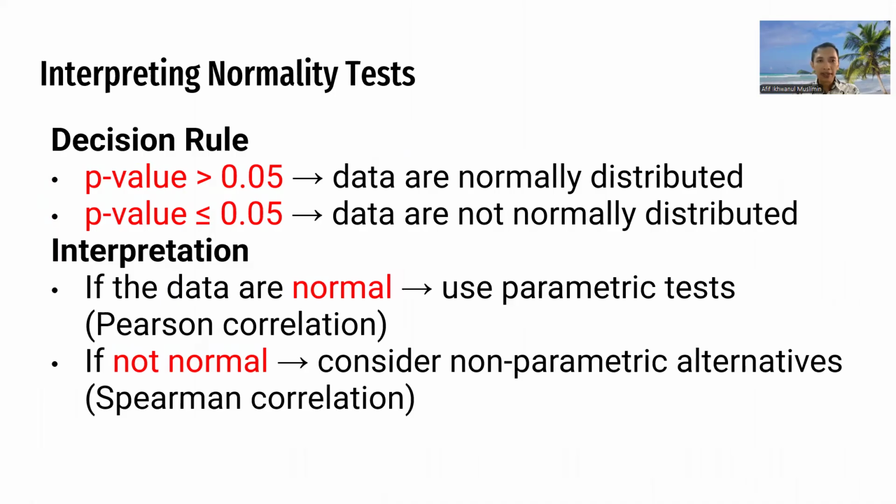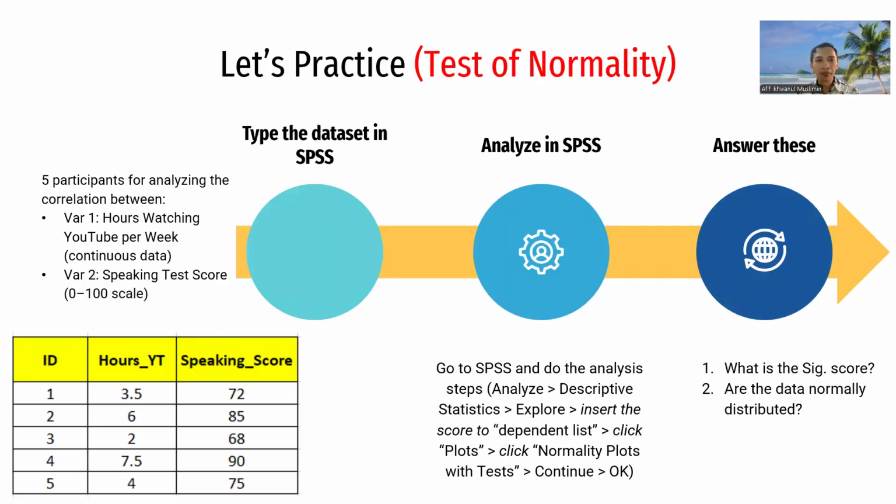How to interpret the normality test? If the p-value is more than 0.05, the data is considered normally distributed. But if the p-value is less than 0.05, the data is understood as not normally distributed. If the data is normal, you can go to Pearson correlation test analysis. But if the data is not normal, you have to go to Spearman correlation test. So what is Spearman correlation test? You can go to the next video.